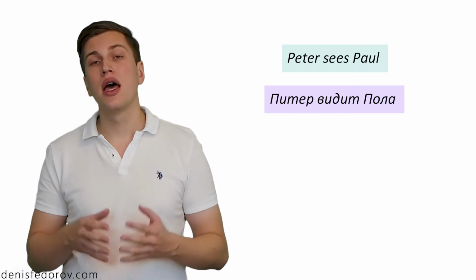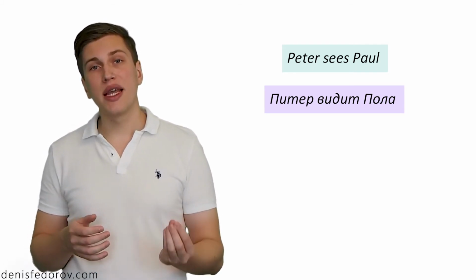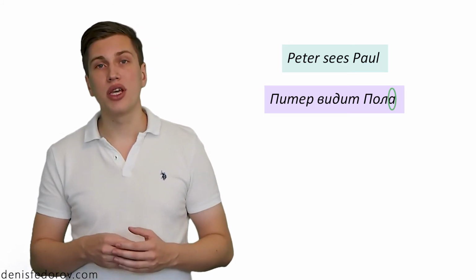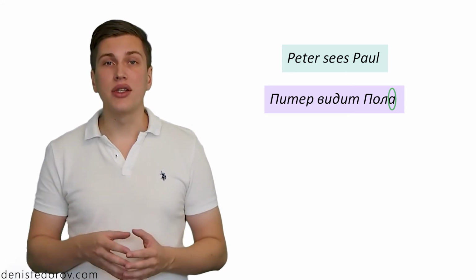So let's get to Russian, and here is an example of a case. In the English sentence "Peter sees Paul," it is the word order alone that shows that Peter is the subject, the one who sees, and Paul is the object, the one who is seen. In Russian, the relationships between words are indicated by their endings, no matter what word order is used. In Russian, "Peter sees Paul" is "Peter видит Пола." So Peter stays the same as he is the subject, and Paul gets this "a" in the ending because he is an object in a different case.